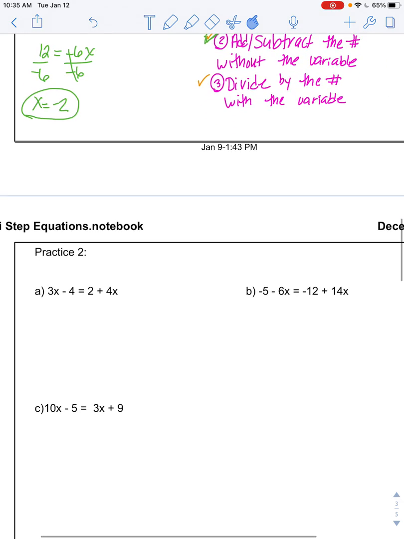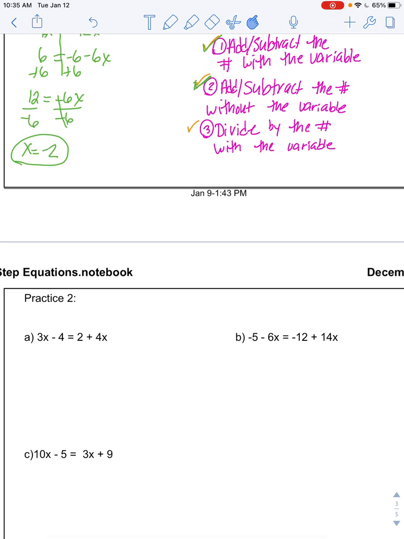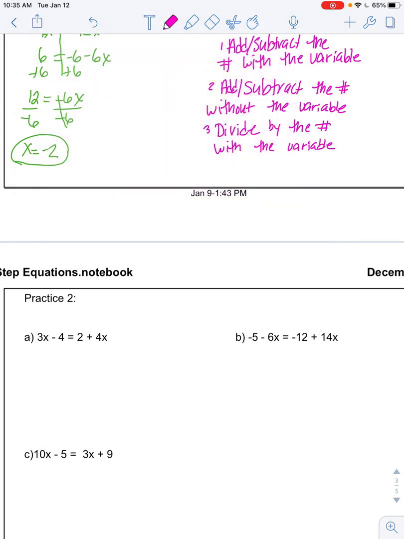So then you have 3 practice problems you can go ahead and try. I'm going to keep it like this so you could see the steps still. So you're going to add or subtract the number with the variable, add or subtract the number without the variable, then divide by the number with the variable. Go ahead and take a few minutes to do the practice problems, and then when you're done, you can come back and check to see if your answers match.